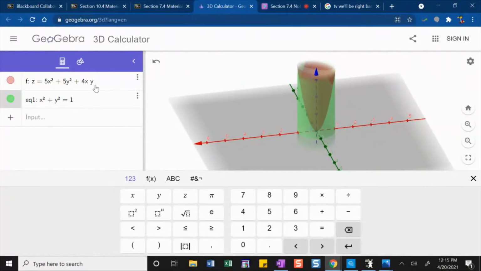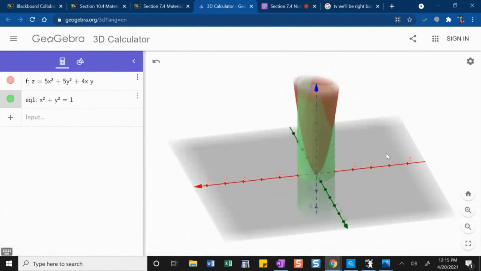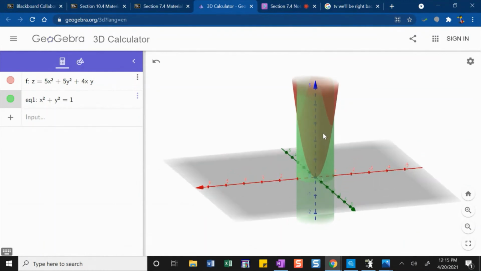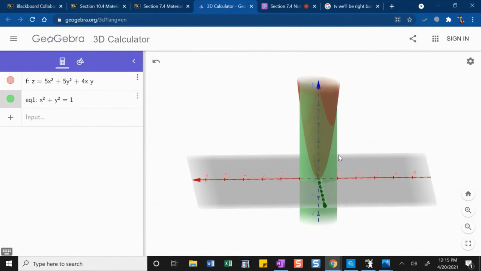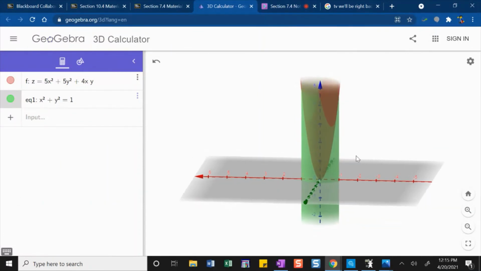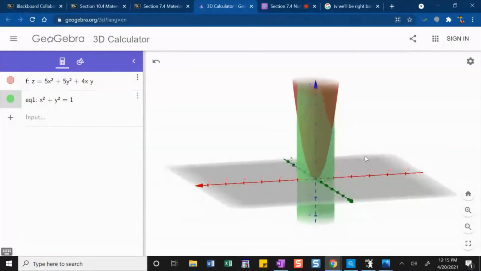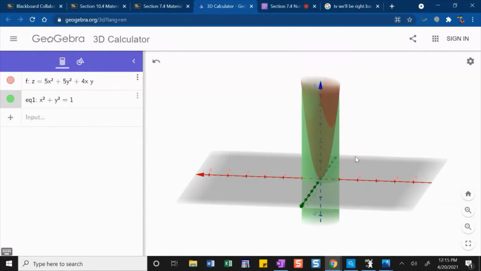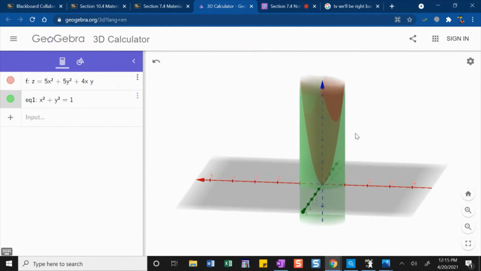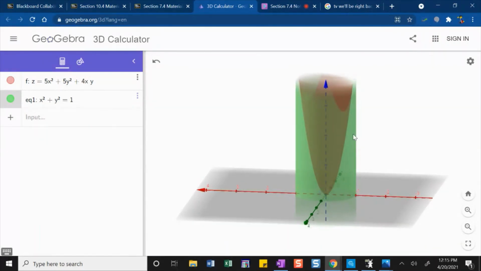Okay, so we have both the quadratic form and the constraint entered in. I'm going to get rid of this keyboard just to give me some more real estate here. And you can see that the unit circle is actually drawn as a cylinder, which is helpful because you can see that the cylinder intersects this quadratic form. And I'm going to zoom into this area on the quadratic form. And this is the rim of that surface.